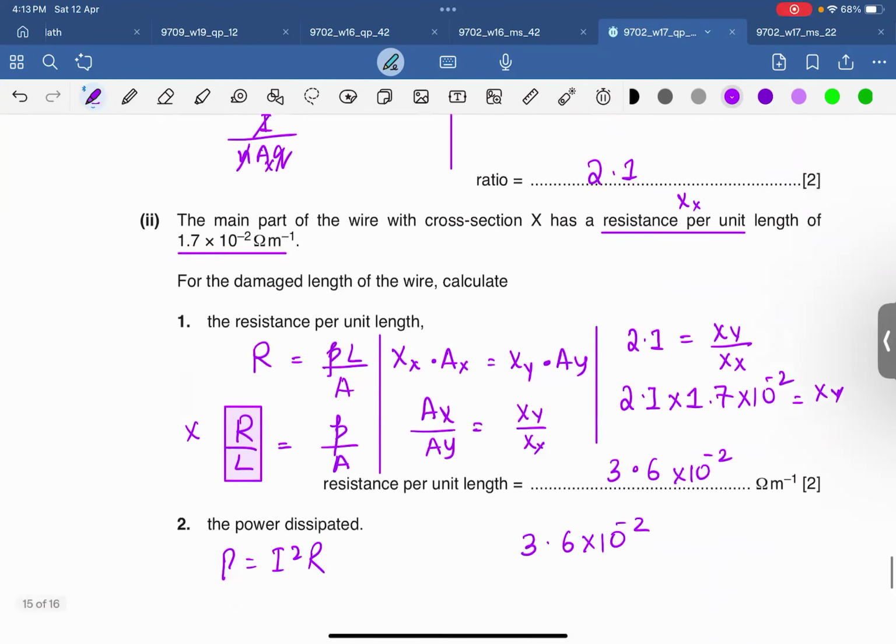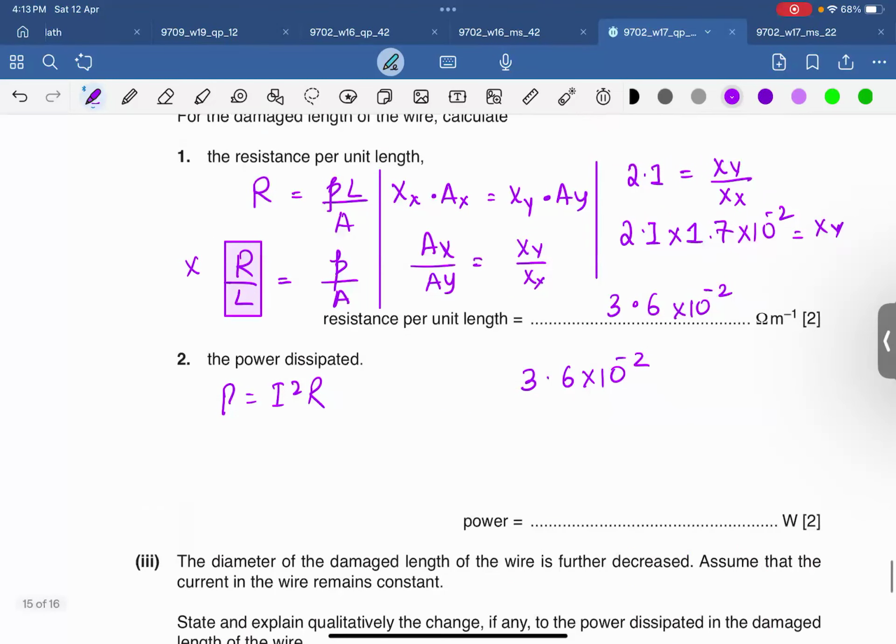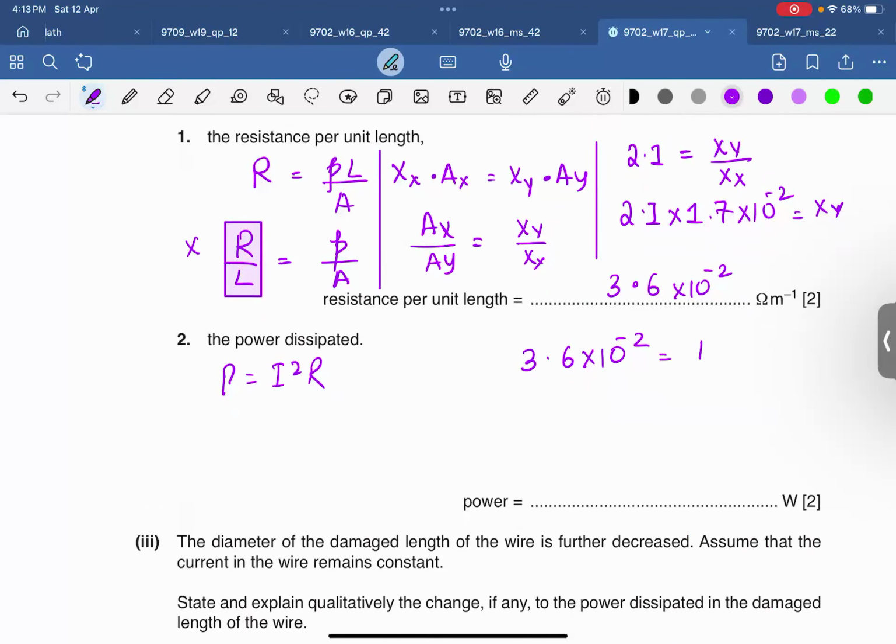So this is basically equal to the resistance per unit length, right? If we just multiply it with 3 exponent negative 3, we get the actual resistance. Okay, guys, is this portion clear? Yes. Yes, guys, is this portion clear?